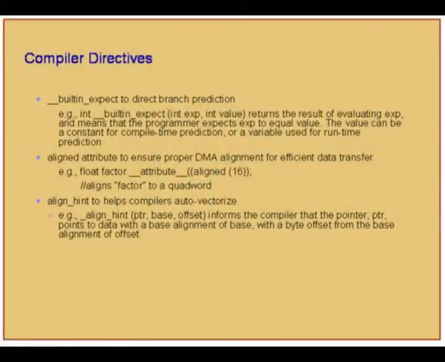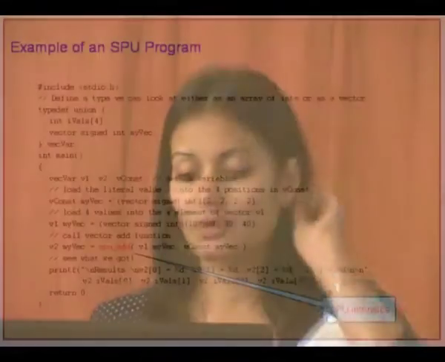The way we enforce that all data types are aligned on 16-byte boundaries is, when you define a float vector, use this macro, aligned(16), which would align it for efficient data transfer. And you can always do a branch hint by using align_hint. And this is an example of an SPU program.